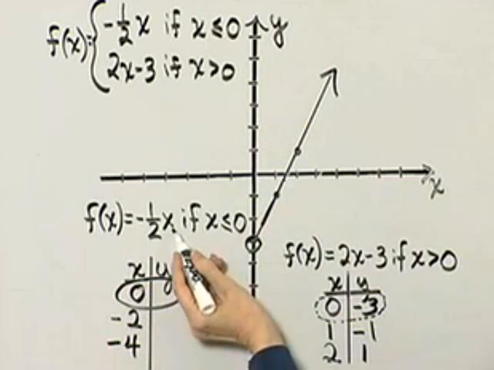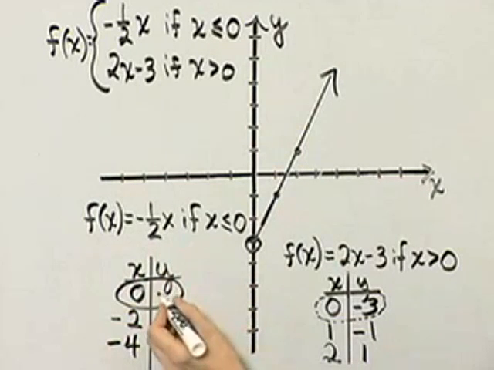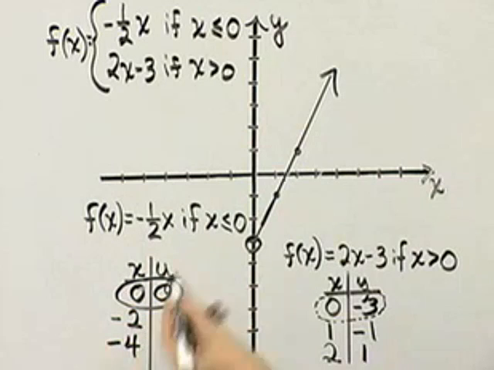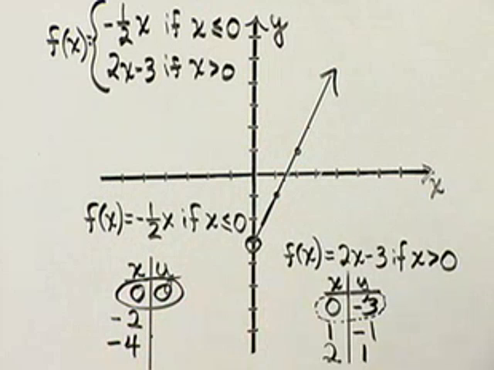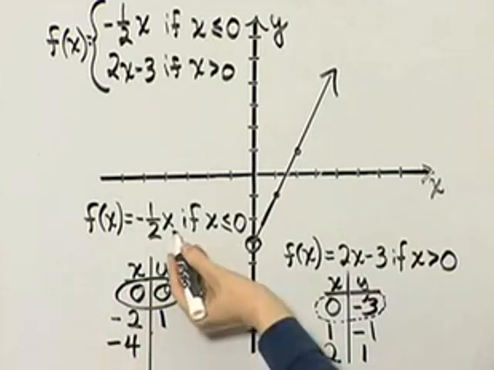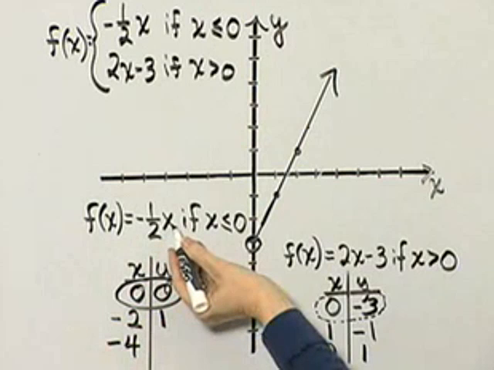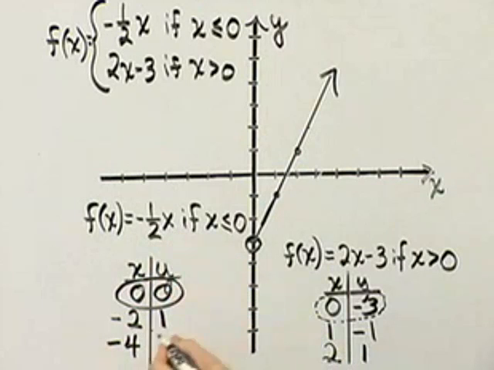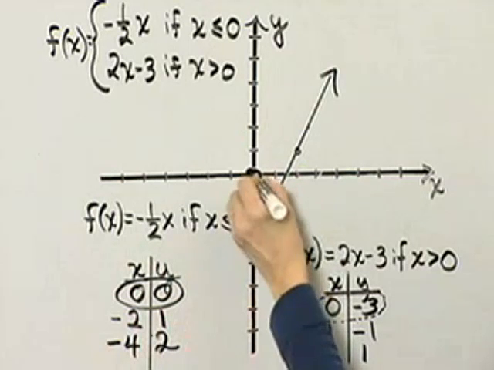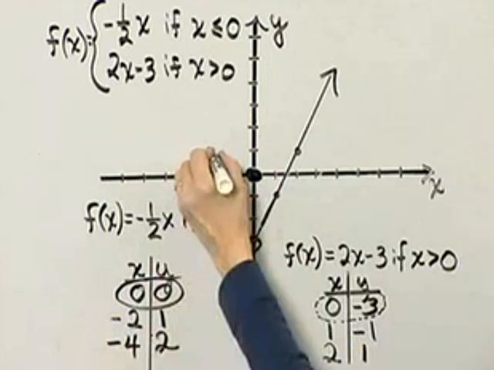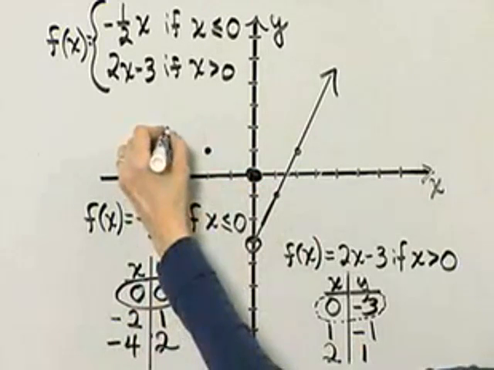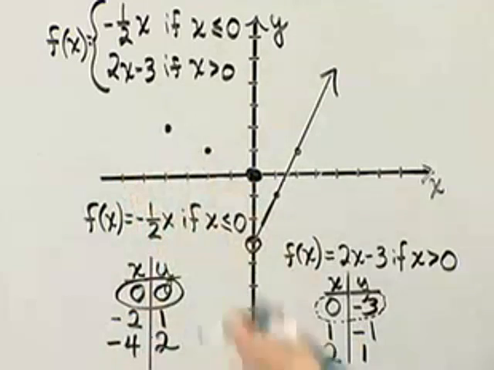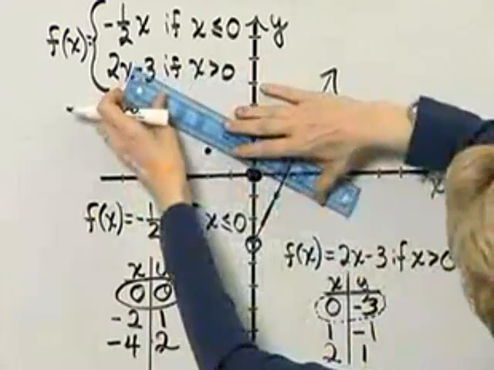If x is 0, then y or f of x is 0. If x is -2, what's -1/2 times -2? That's a +1. And if x is -4, a negative times a negative is a positive, and 1/2 of 4 is 2. All right, I have 0, 0, and that is a solid point. -2, 1. And -4, 2. And that's the other piece of this piecewise defined function.